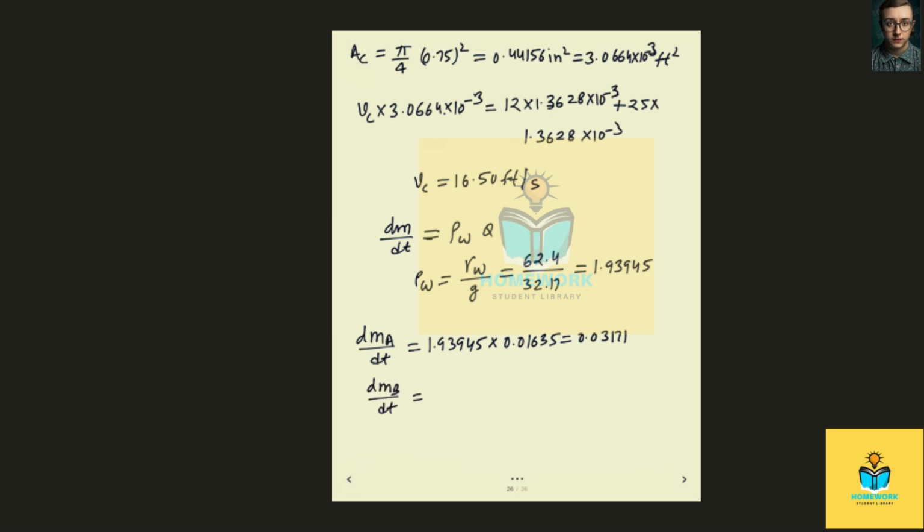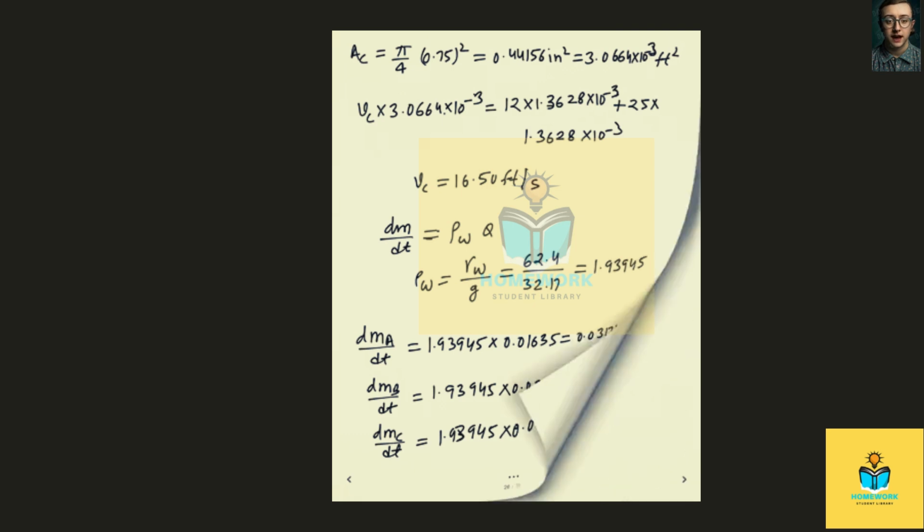Similarly, dmb divided by dt equals 1.93945 multiplied by 0.03407, and that equals 0.06608. And similarly, dmc divided by dt equals 1.93945 multiplied by 0.05059, and that equals 0.098127.